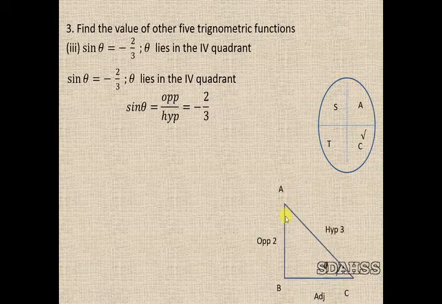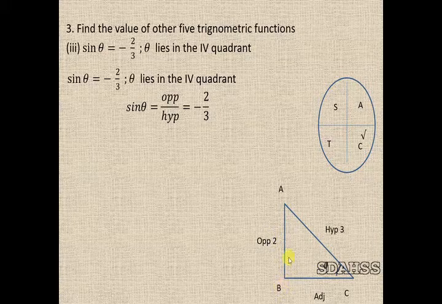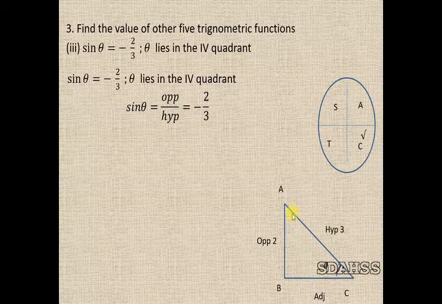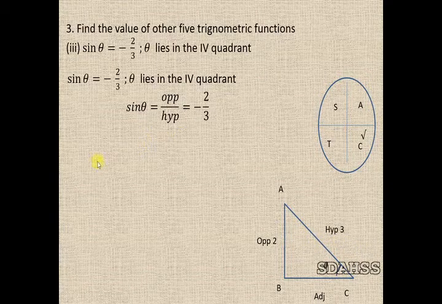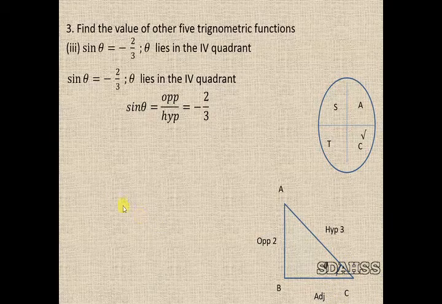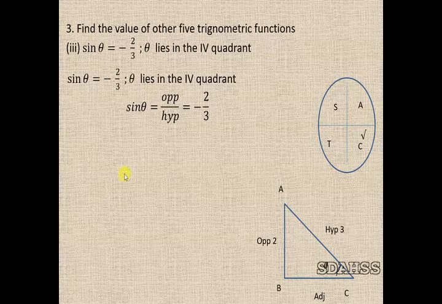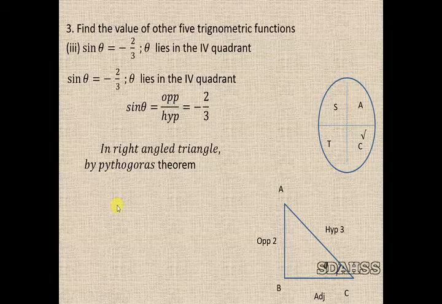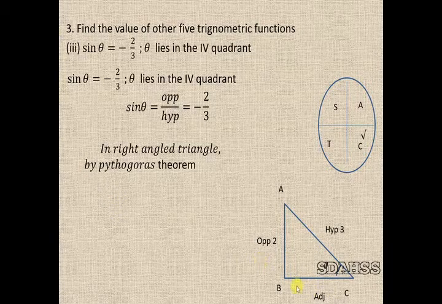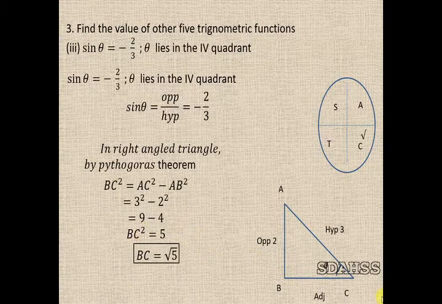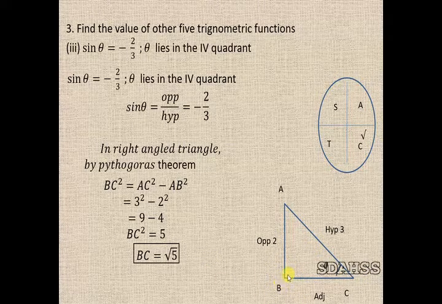So consider a right angle triangle. In the right angle triangle, AB is the opposite side, BC is the adjacent side, AC is the hypotenuse side. So 2, 3. We want to find the adjacent side BC. For that you have to use Pythagoras theorem. In Pythagoras theorem, BC square is equal to AC square minus AB square.